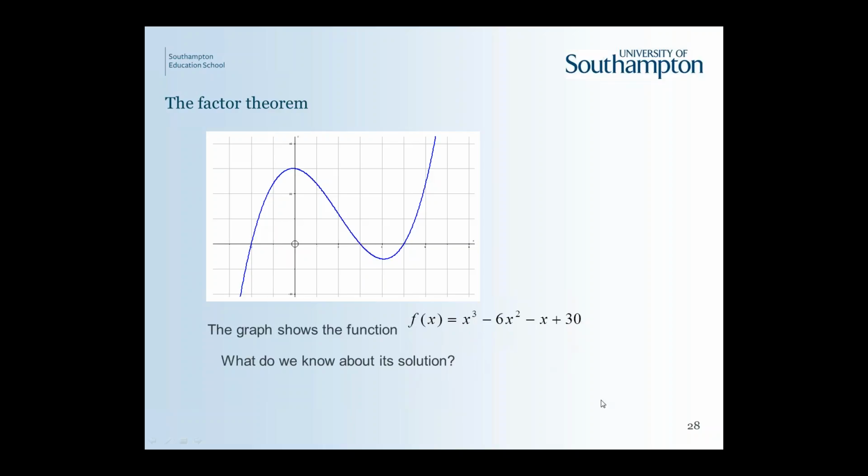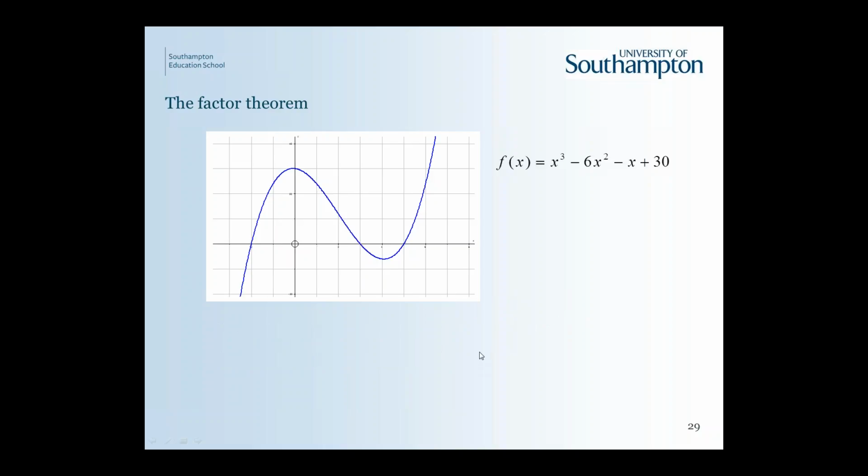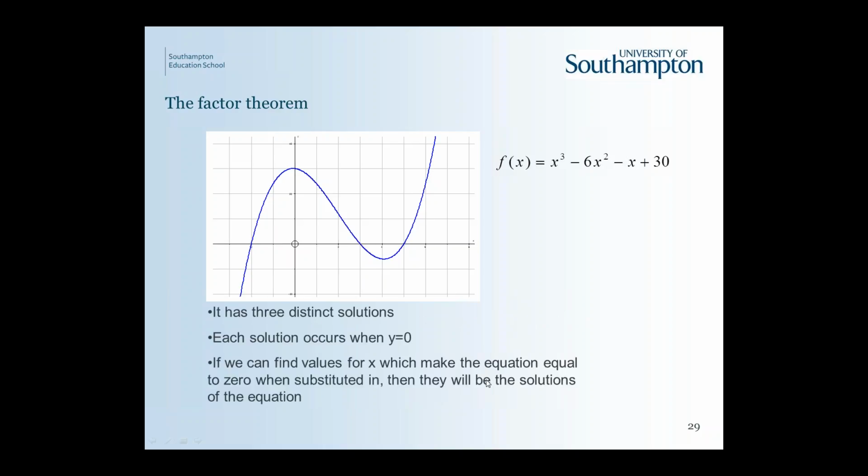Jerry, yes. It's got 3 real solutions. Yes, absolutely. 3 real solutions, because it crosses the x-axis 3 times. Exactly. So we know that 3 distinct solutions and y equals 0, and basically we want to find those values of x.